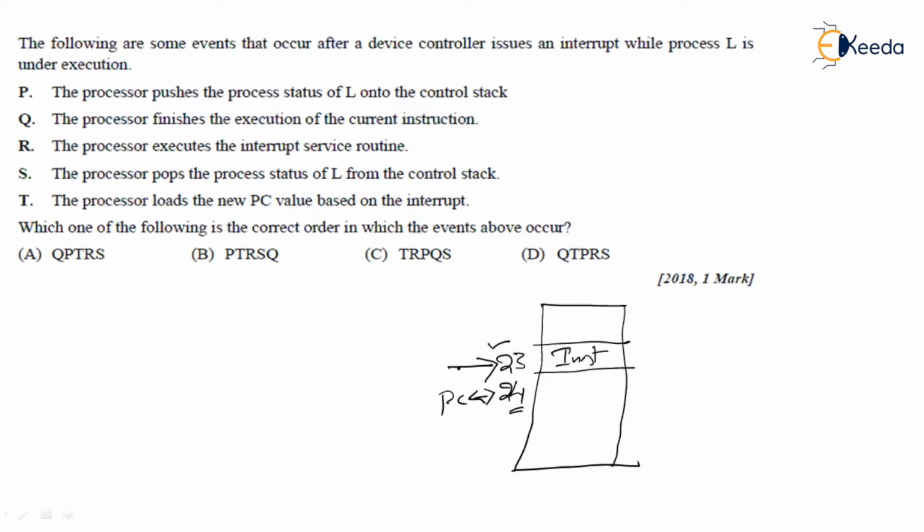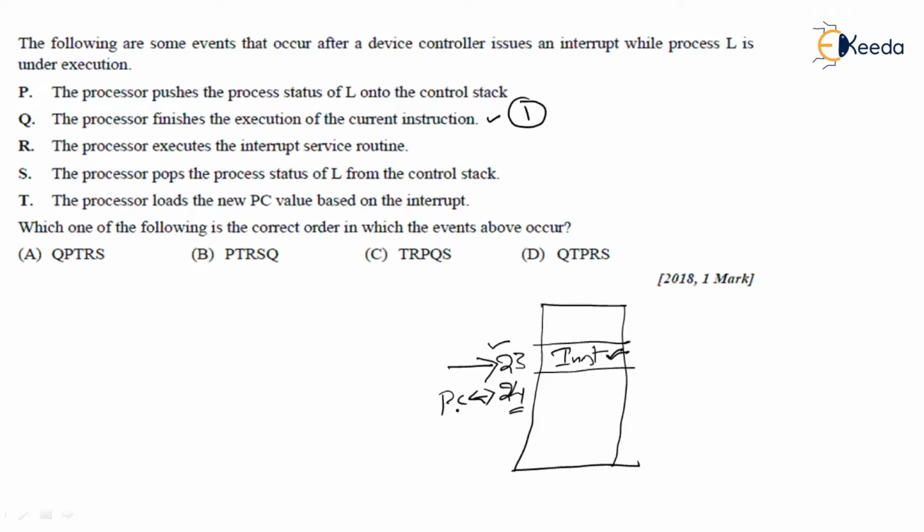You know that during an interrupt, the current instruction should never be suspended. You should execute the current instruction. You should go ahead with the current instruction execution. Then only you will be able to push the program counter value into the stack. So the first thing is you need to go ahead with the current instruction. First we'll execute the current instruction. Here, the processor finishes the execution of the current instruction. This is the first operation.